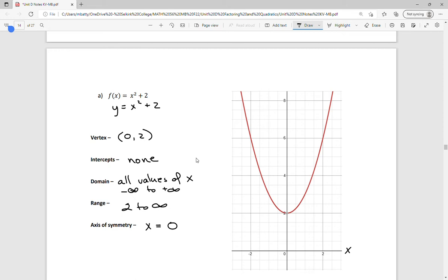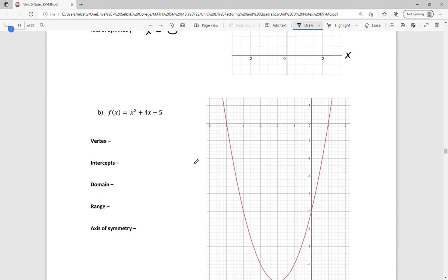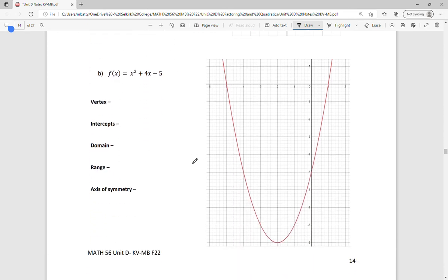One more to do here. Again, we're just taking a look at what those words all mean and then identifying the features of these graphs. So this quadratic equation in function notation, we can see it graphed over here. The vertex is going to be right there. So that is (-2, 9). The intercepts actually exist on this one finally. So x equals 1 or x equals -5.